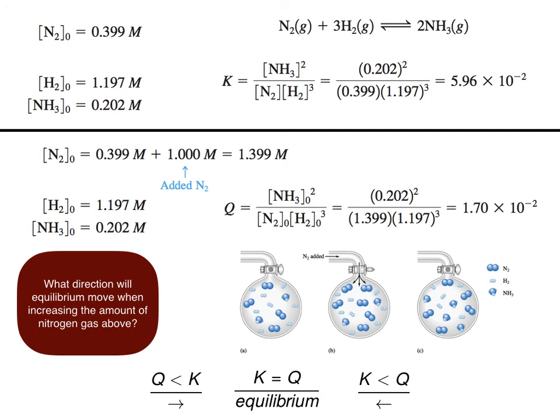We can then calculate a reaction quotient Q. This is simply a value that we can use to compare to the equilibrium constant K. If Q is found to be less than K, the reaction will shift right. If Q is found to be greater than K, the reaction will shift left. If Q is found to be equal to K, then the reaction system is at equilibrium and no shifts will occur.